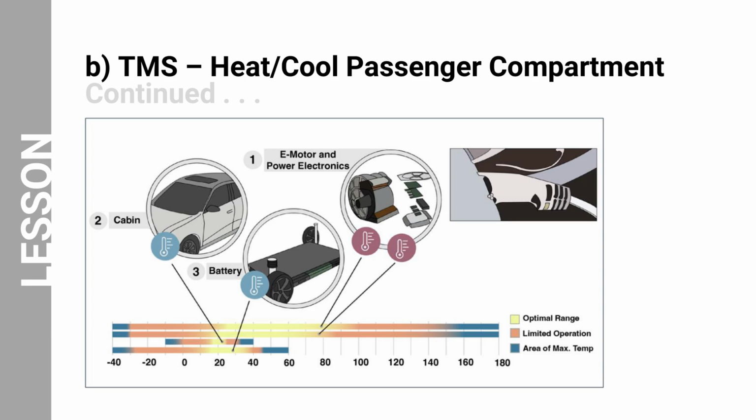The heating system is used to heat the battery when it is cold. It uses a coolant that circulates through the battery and absorbs heat from the surrounding space. It is important to keep all the components at an operable temperature to ensure the vehicle's long-term health.